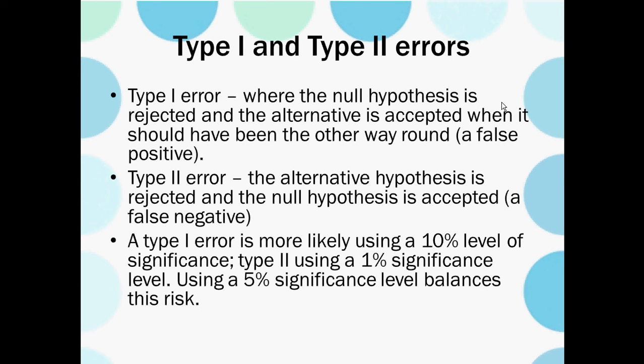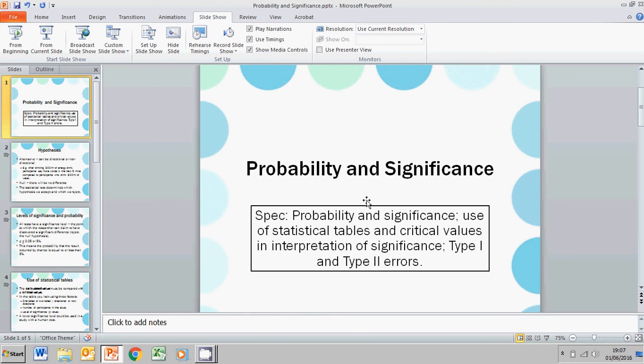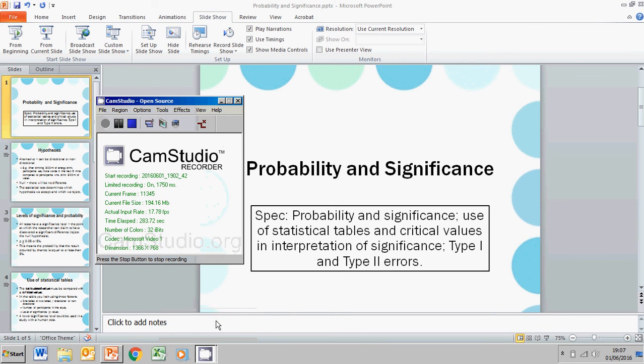Whereas a type 2, if you go down to a 1% significance, you're more likely to get a type 2 error where you reject your alternative hypothesis and say it was down to chance, because your significance level is so low. So that's generally why psychologists tend to use a 5% significance level, because it balances out this risk between these types of errors. So there you go, that was probability and significance.